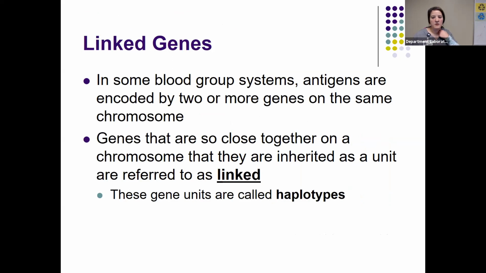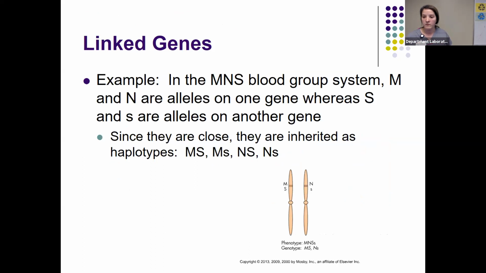In some blood group systems, the antigens might actually be encoded by 2 or more genes on the same chromosome. Again, these genes are so close together that they are inherited as a unit, or what we call a haplotype. And again, here's your M and N. Your M and N are inherited, and then your S is inherited together.